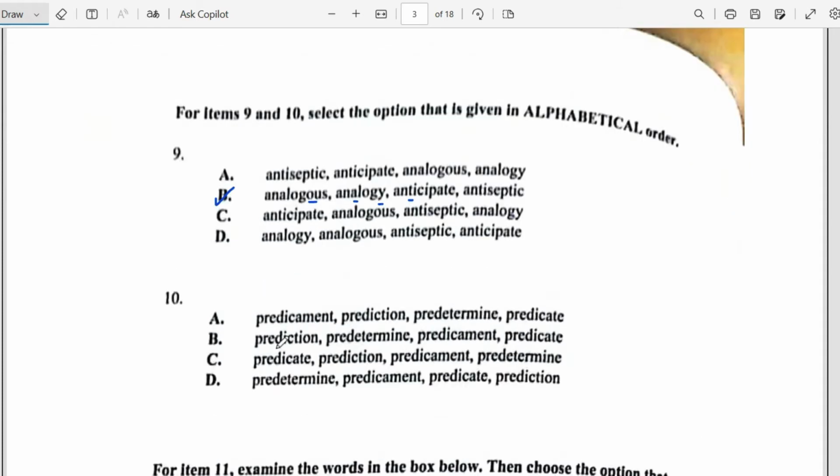Let's look at number 10. If we were to see which one would come first, all of these have PREDI, and this one has PREDE, and therefore DE would come before DI, and therefore D is the correct answer.